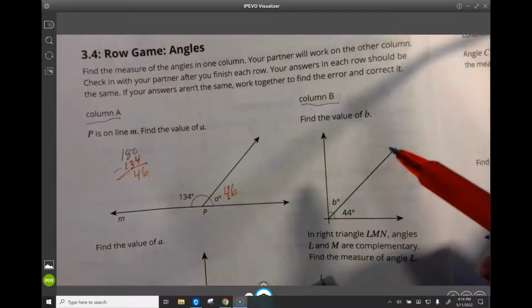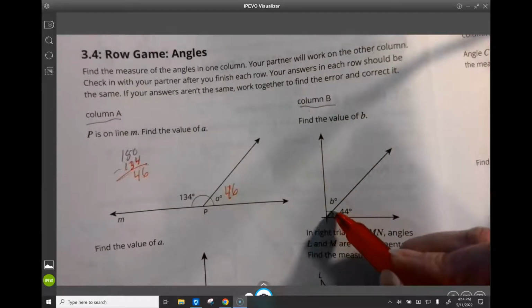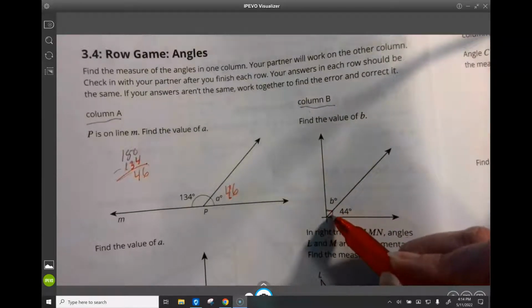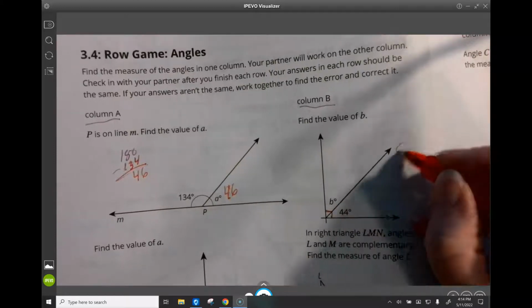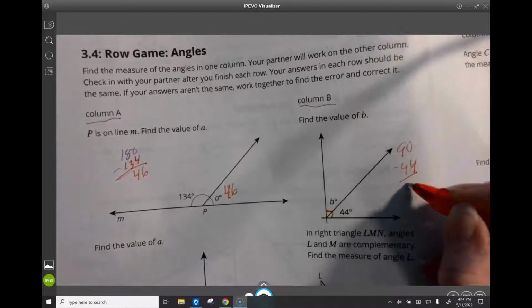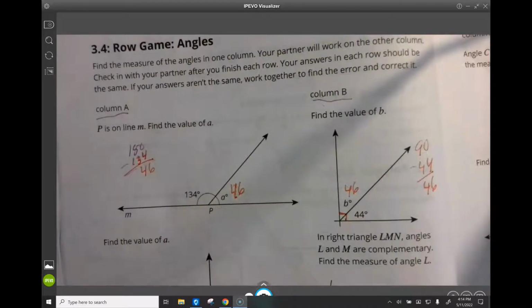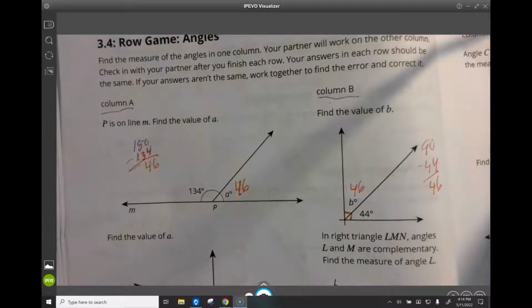Well, Mrs. Phipps, what I did is that I noticed this was a 90-degree angle because it has this little symbol. So if it's a 90-degree angle, I'm going to take 90 minus 44. And when I do that, I get 46. So this is 46.